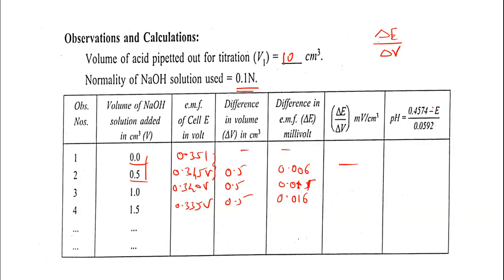Then the pH is also given. The formula of the pH is given: 0.4574 minus EMF of the cell, divided by this. Just putting the EMF of the cell value here, we get the pH of the solution. So we can determine the pH of the solution also by calculating. In this way, we have to complete this observation table.